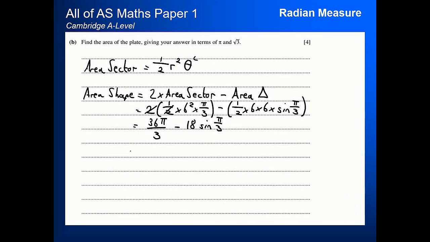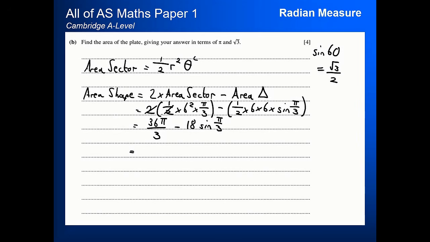Now, let's simplify this down a bit further and think about this. Sine pi over 3 is the same as sine 60. This is an exact value I'd really recommend you just know off by heart. And I know that this is equal to root 3 over 2. If you want to know more about how I just know that, do check out the video above where I go through how this is derived. Again, you can use your calculator on this as well.